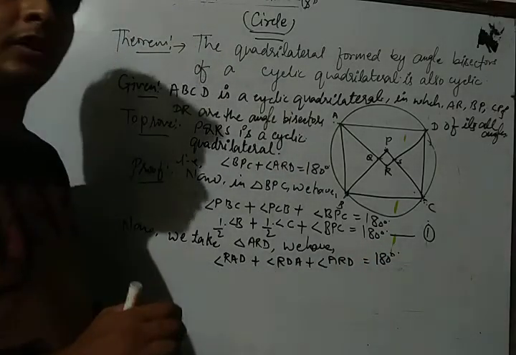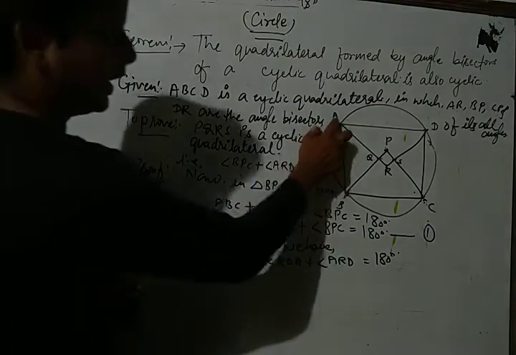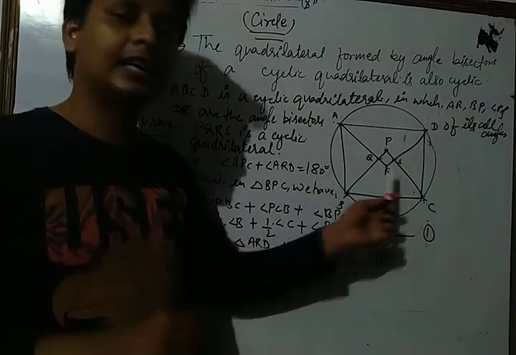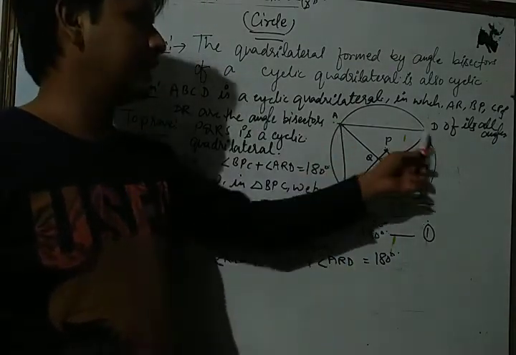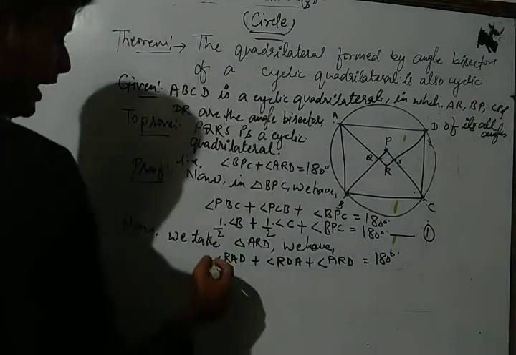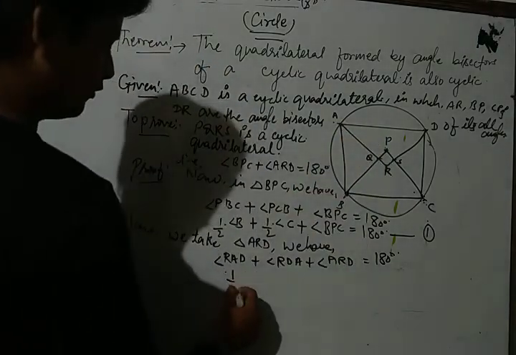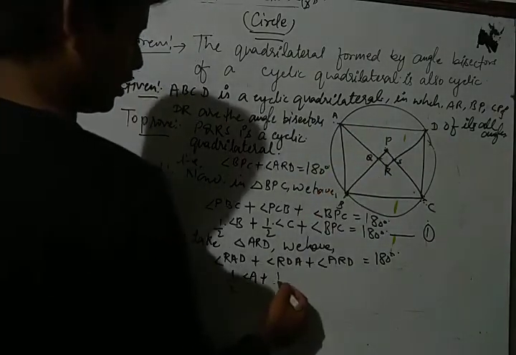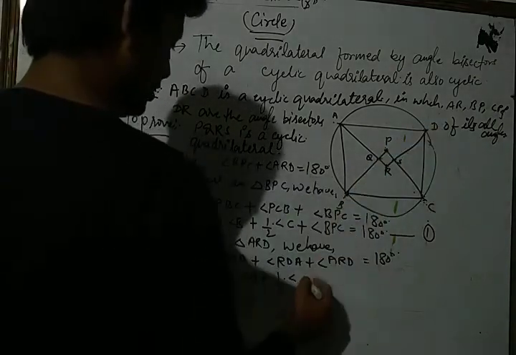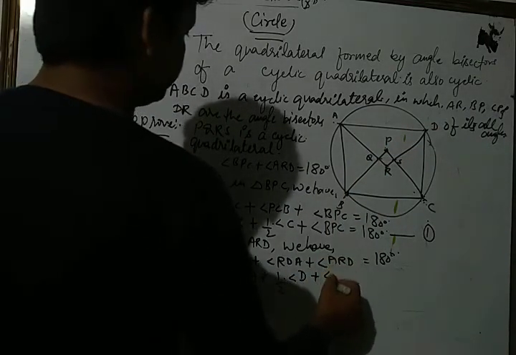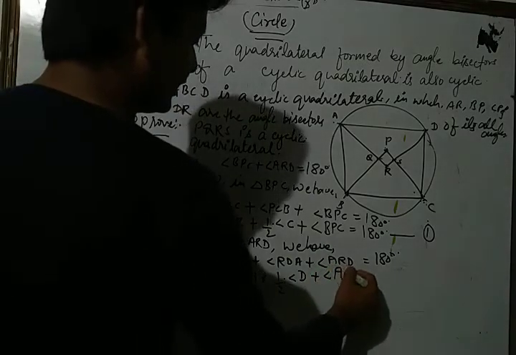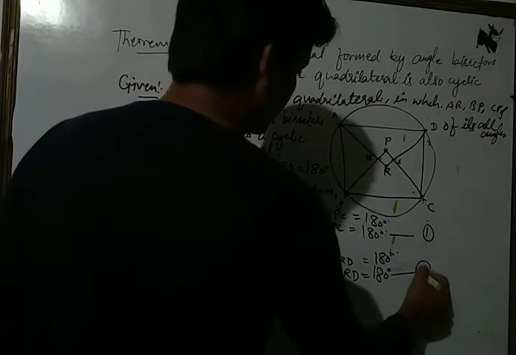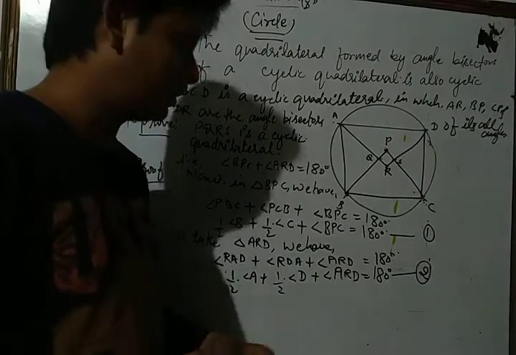We also know that AR and DR are the angle bisectors of angle A and angle D. So we write angle RAD as half of angle A, plus angle RDA as half of angle D, and we write angle ARD as it is, equal to 180 degrees. Take this as equation number 2.